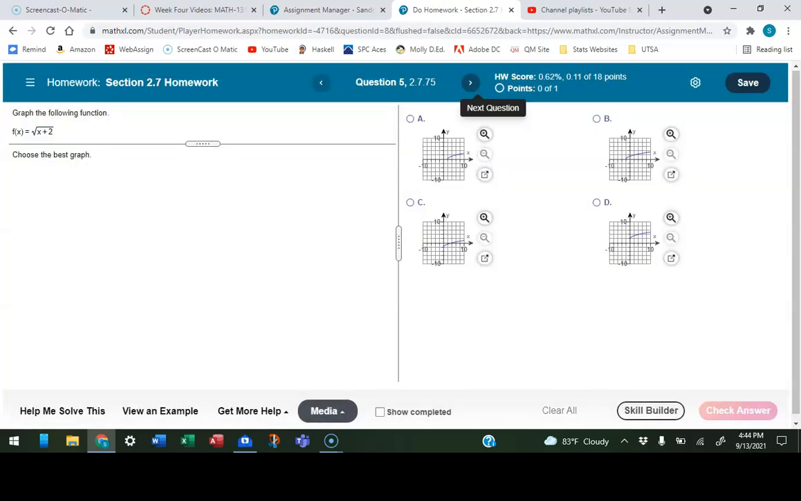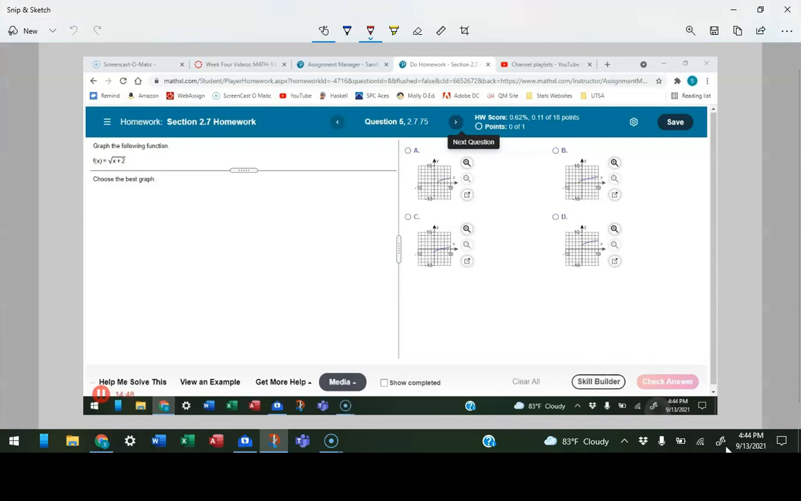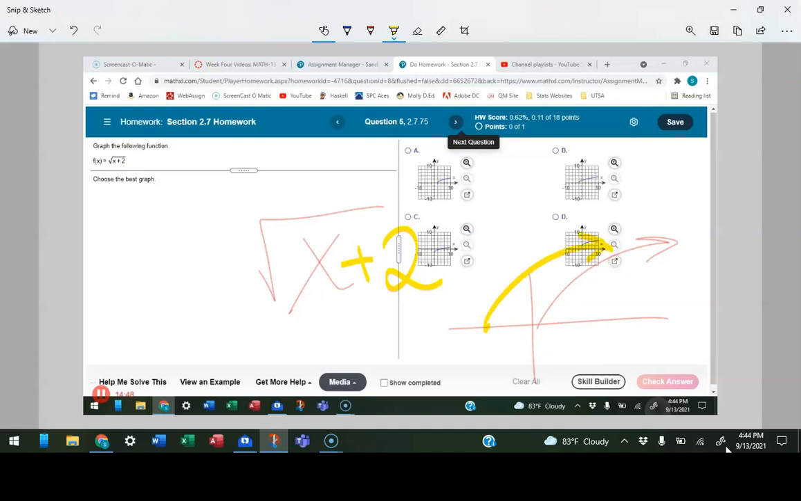Now what do I have? Graph the following function. I would like to know what my parent function is. Where is your variable? Your variable is under a square root. That's important. That tells me that my parent function looks like this. Now it says x plus 2. What does the plus 2 do? The plus 2 is inside the grouping symbol, so it tells you left, right. You're going to go to the left 2 units. So that's what you're looking for.